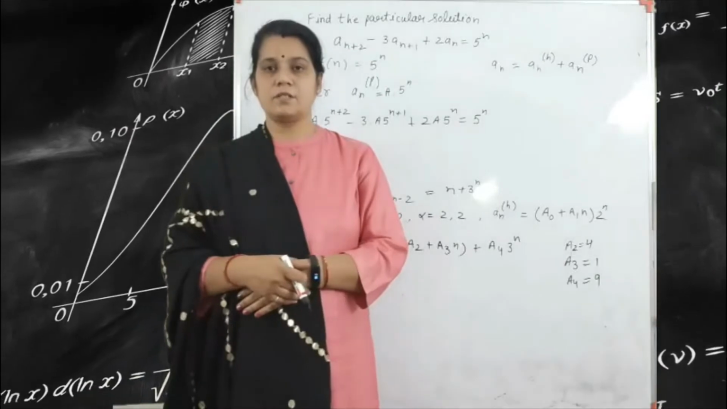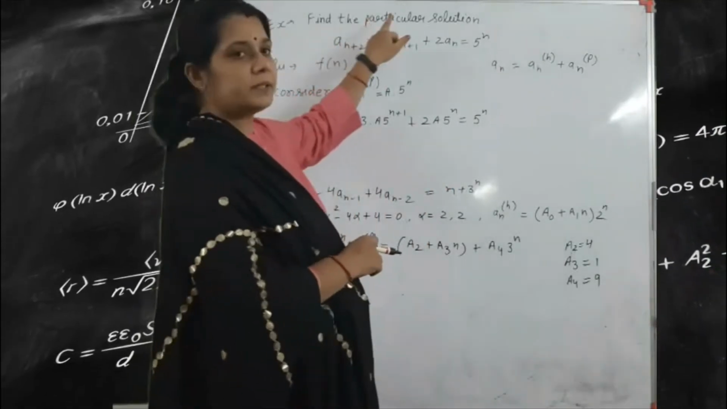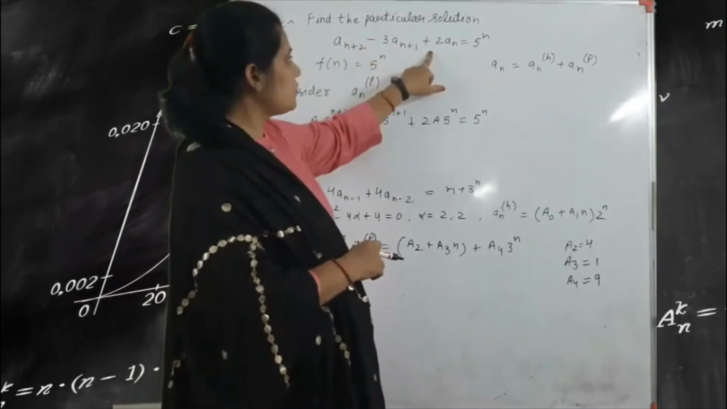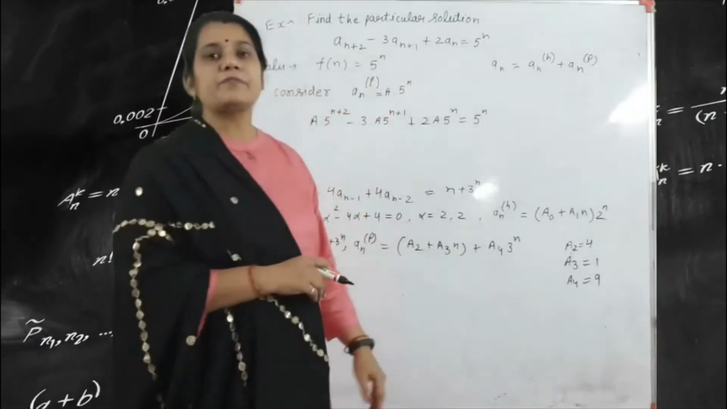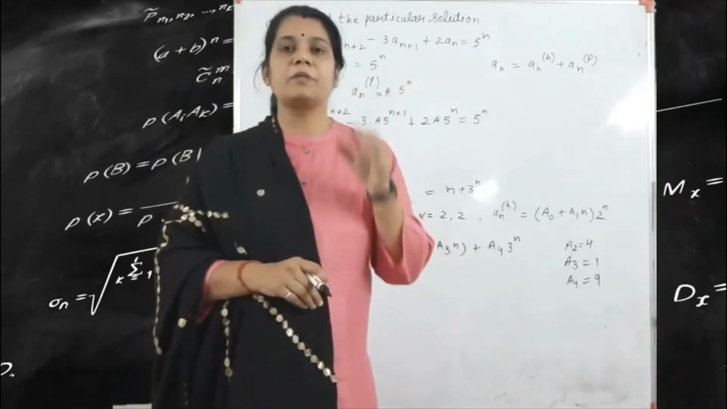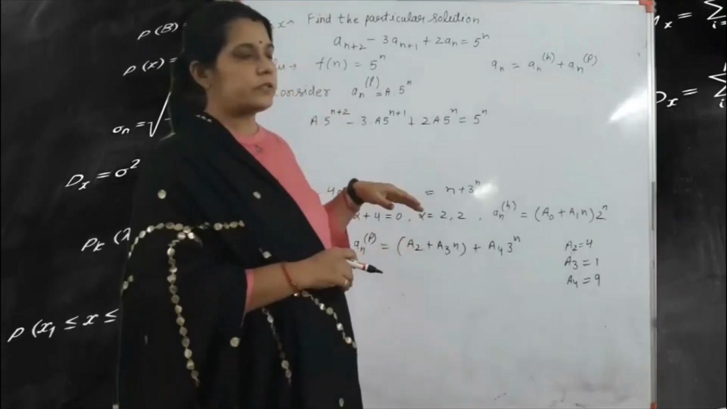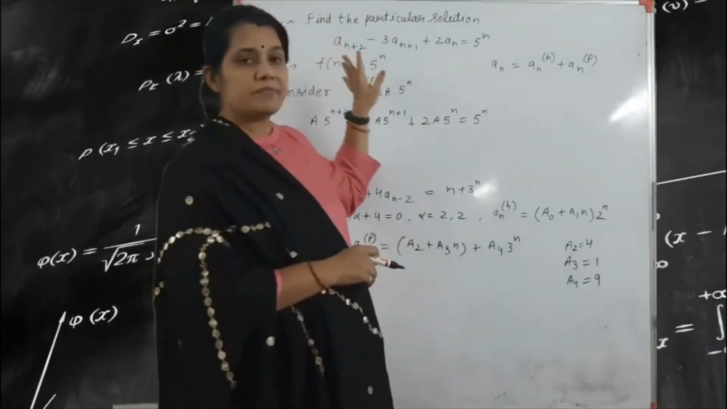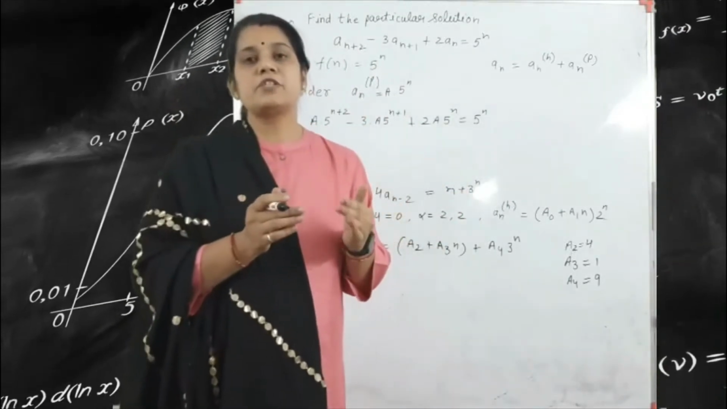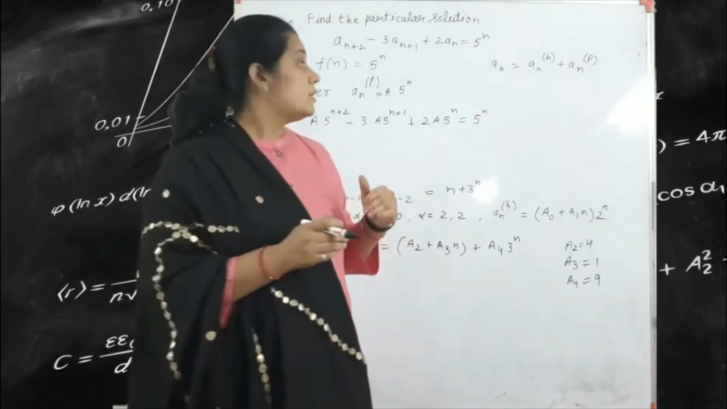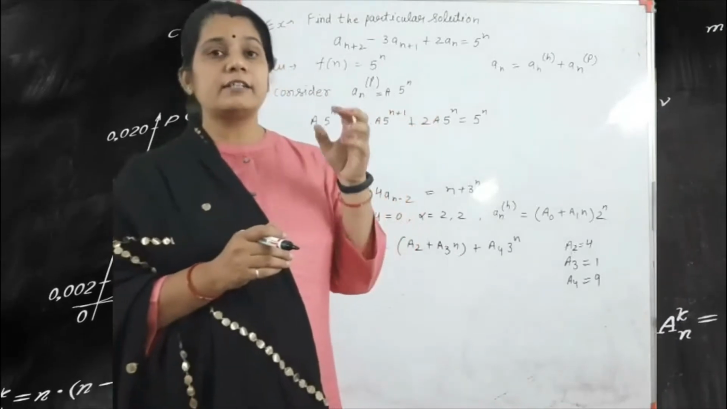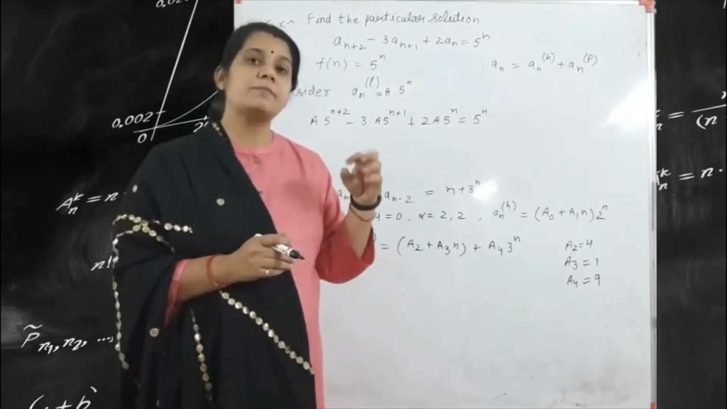Our next example is: find the particular solution of a_(n+2) minus 3a_(n+1) plus 2a_n is equal to 5 raised to the power n. In our previous example, we found the complementary function, and this is the particular integral. According to this question, we find only the particular integral, and the general solution is equal to the complementary function plus the particular integral. You have already seen in the previous semester the undetermined coefficient method that we use for the particular integral.